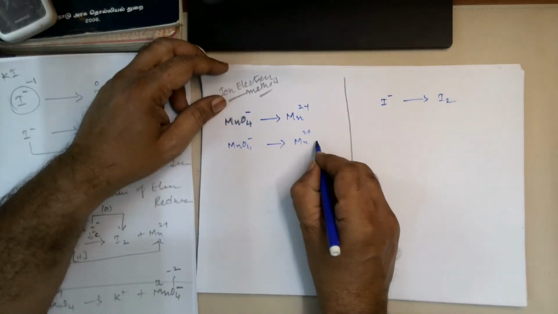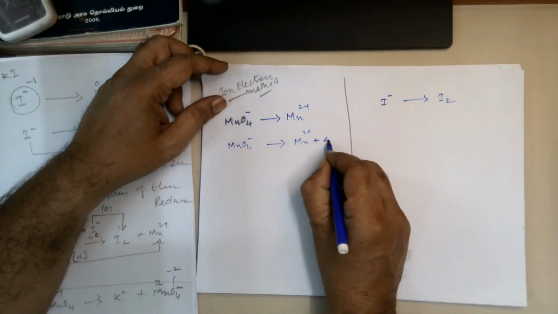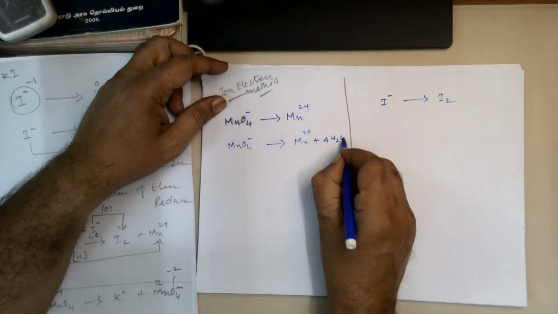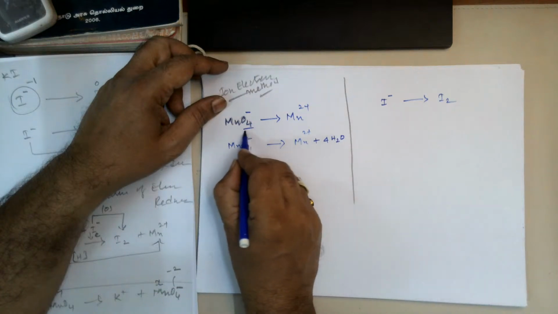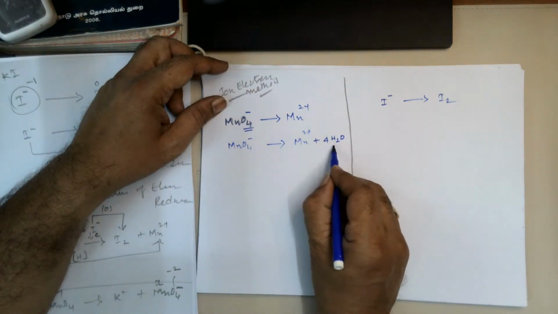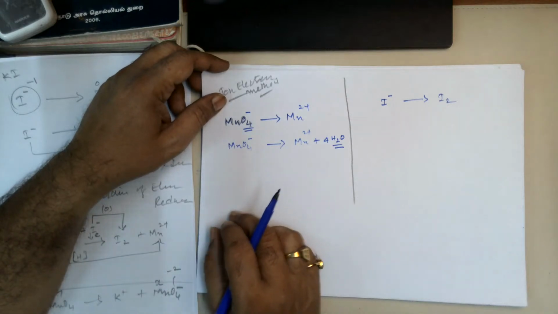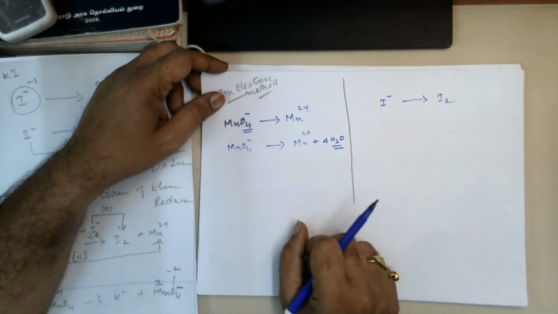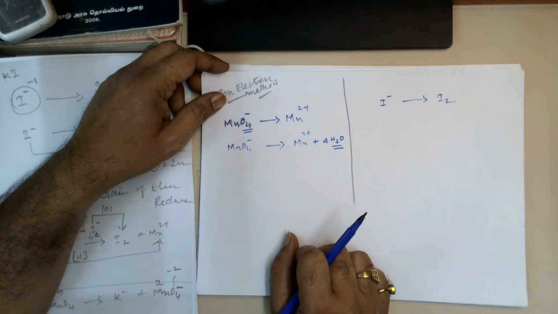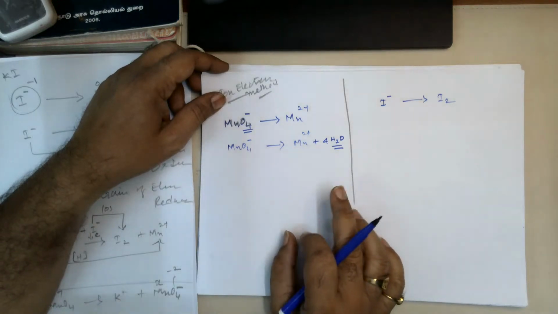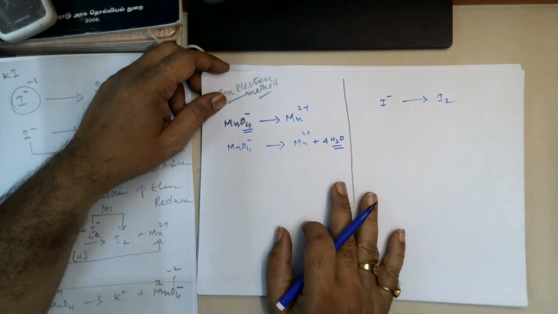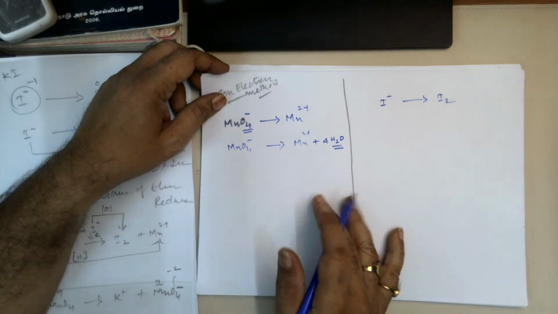Mn2 plus plus 4H2O. So remember, oxygen should be balanced by water molecules only, on the oxygen deficient side. Which is the oxygen deficient side? The right hand side here.